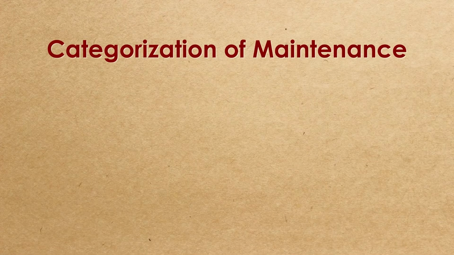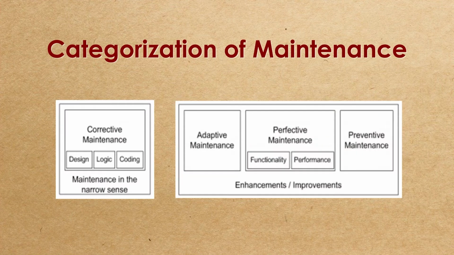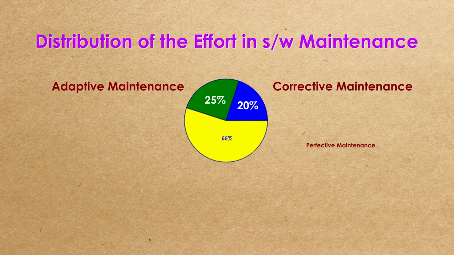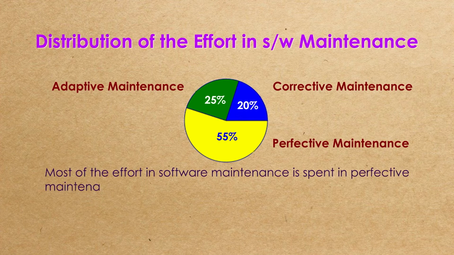You can see in the diagram the categorization of maintenance: corrective maintenance, adaptive maintenance, perfective maintenance and preventive maintenance. All the four maintenance tasks are illustrated in the categorization of maintenance diagram. Please go through this and then you can see the distribution of the effort in software maintenance. Which task is occupying the most? Most of the effort in software maintenance is spent in perfective maintenance.